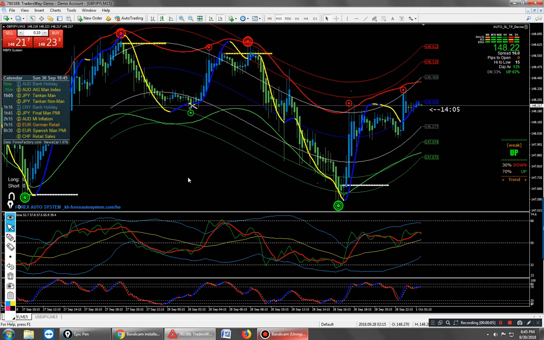Just want to go over some very slight changes that I made to the Riding the Trend template, and also want to go over with you what I look at when I'm using the template to trade, and how you can use it to maximize profits and also minimize the drawdowns as well.